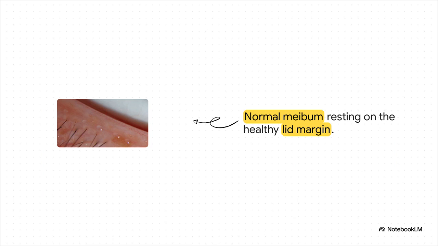Notice this beautifully healthy lid margin. You can see the normal meibum resting right at the gland orifices. It is perfectly clear, liquid, and flowing freely, just like those drops of oil we talked about. When you compress a patient's lids at the slit lamp, this clear flow is exactly what you want to see, proving that the lipid layer is actively protecting the muco-aqueous phase right below it.